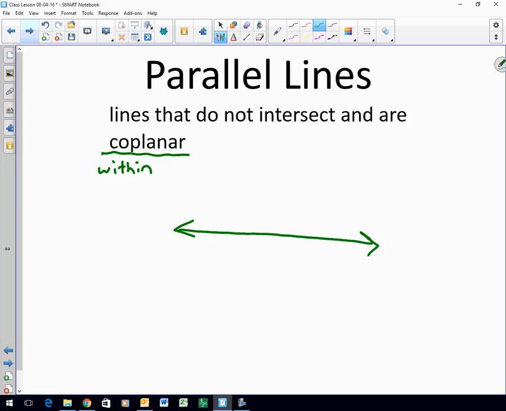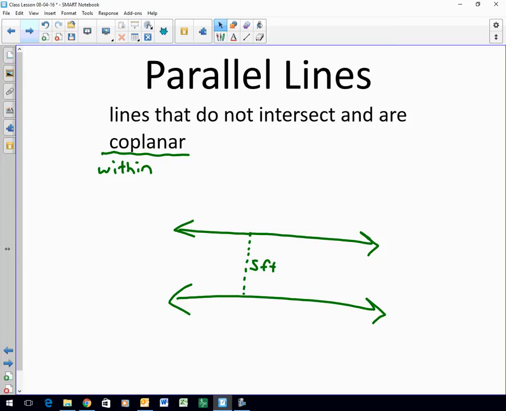I won't go over this too much right now, but parallel lines are always equidistant between them. In other words, if that was 5 feet right there, and I extended this to Utah, they're still coplanar, and they're still 5 feet from each other over in Utah. You got me? Okay, that would be the true definition of coplanar parallel lines. Right? Any questions so far?